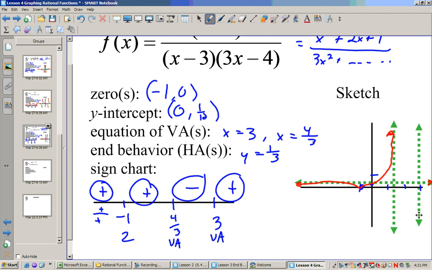Now it's negative between these vertical asymptotes, so it's going to start low and then end low, curve around somewhere in there. Then just to the right of this 3, it's going to be positive, so it has to start at the top. Oops, that does not cross that vertical asymptote. It's going to start here, come down, and then get closer and closer to my end behavior.